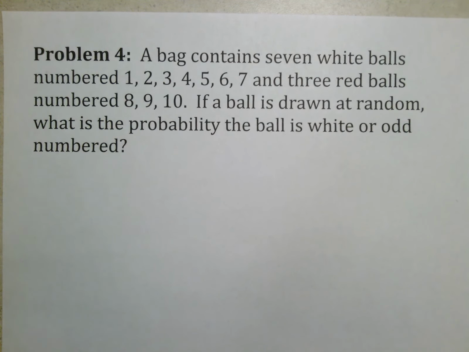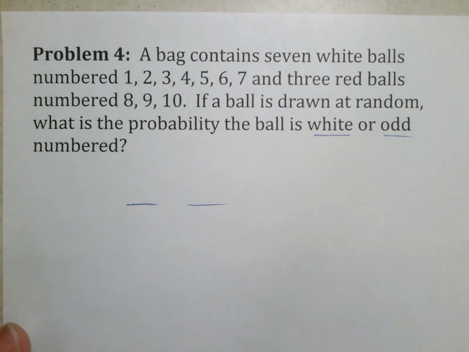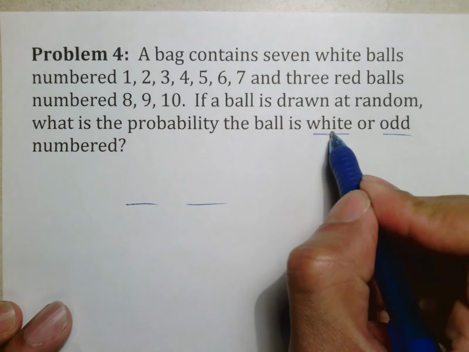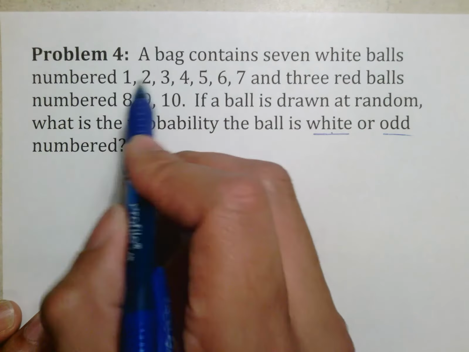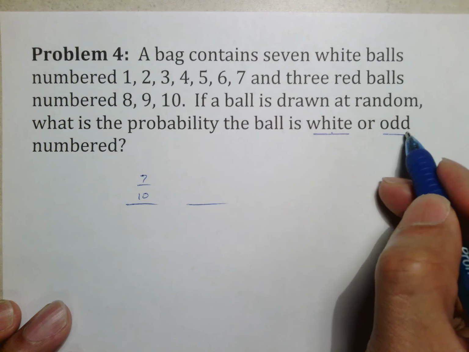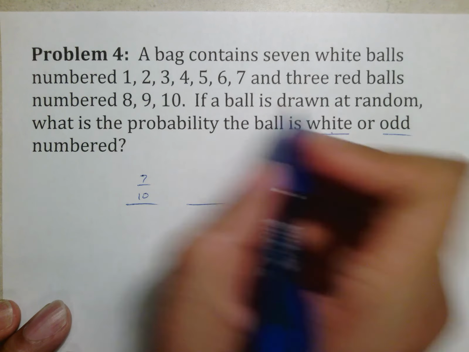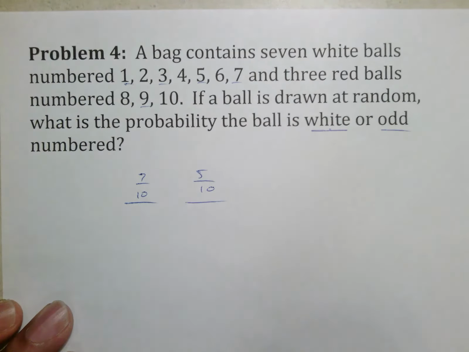A bag contains 7 white balls numbered 1, 2, 3, 4, 5, 6, 7, and 3 red balls numbered 8, 9, and 10. If a ball is drawn at random, what is the probability that the ball is white or odd? White or odd. So I've got 2 selections to do, and what I do is I take the probability of finding a white ball. So there are 7 of them out of 10. Odd numbered would be 1, 2, 3, 4, 5 of them out of 10.